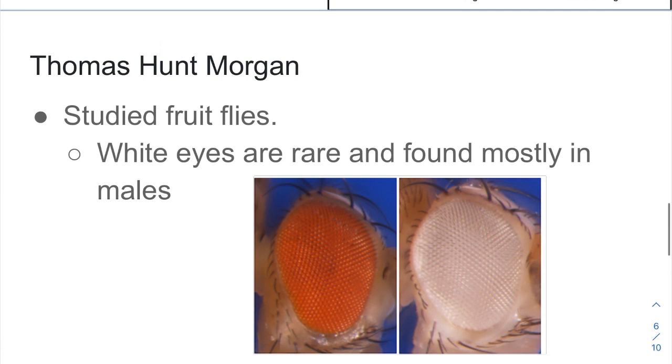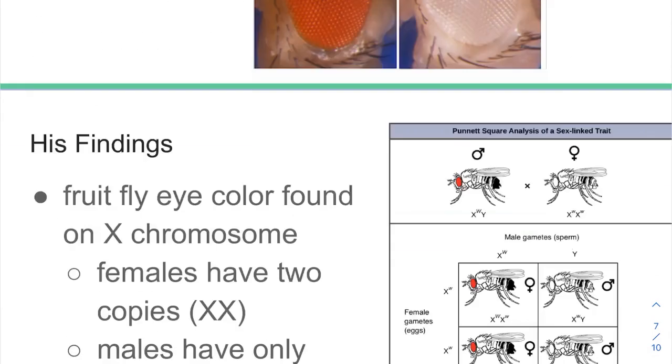When did scientists make these discoveries? Thomas Hunt Morgan was a scientist who studied fruit flies, and fruit flies have genetics that are a lot simpler than humans. Whenever he was looking at the fruit flies, he noticed that white eyes were rare and mostly showed up in males.